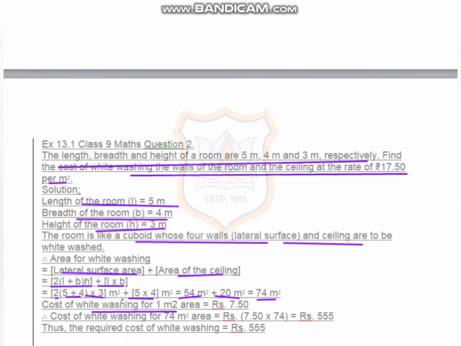So the cost of whitewash for 1 meter square is 7.50. So the cost of whitewashing 74 meter square equals 7.50 into 74, which equals 555. The required cost of whitewash is 555.